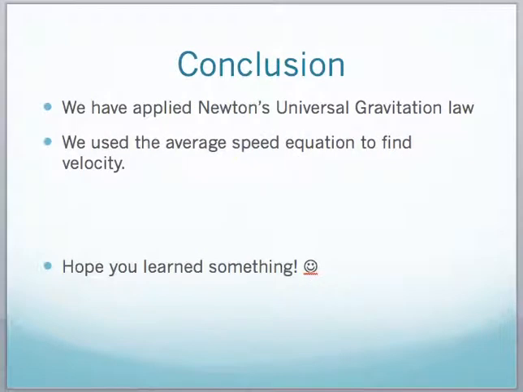In conclusion, we applied Newton's universal gravitation law, and we were able to use the average speed equation to find the velocity and to find the radius to then use for that. And that was pretty much all of the lab.